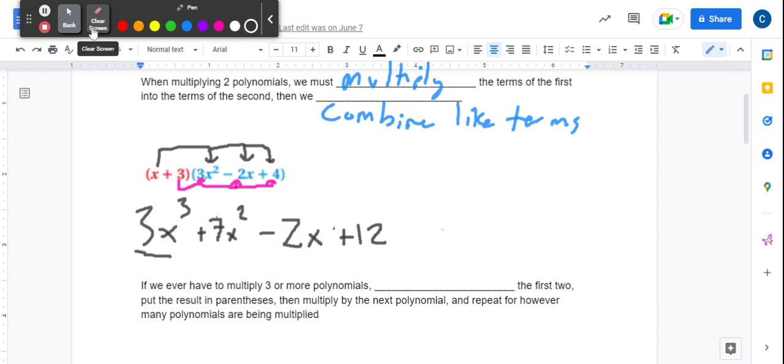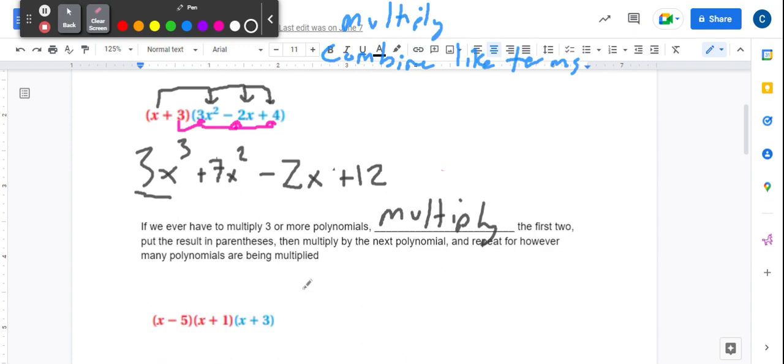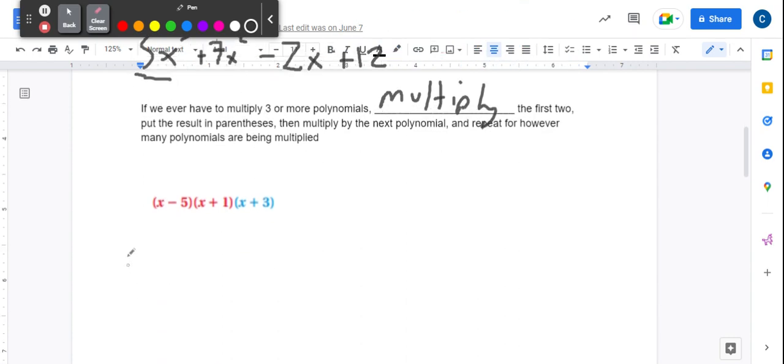If we have three or more polynomials, what we're gonna do is we're gonna do sort of the same process. We're gonna multiply the first two, put it in parentheses, and multiply the next polynomial. Repeat for however many polynomials are being multiplied. Okay. If you want to change the order up, you can. It doesn't really matter. I just think it's easier for us to stay organized to just sort of multiply the first two first, and then go from there.